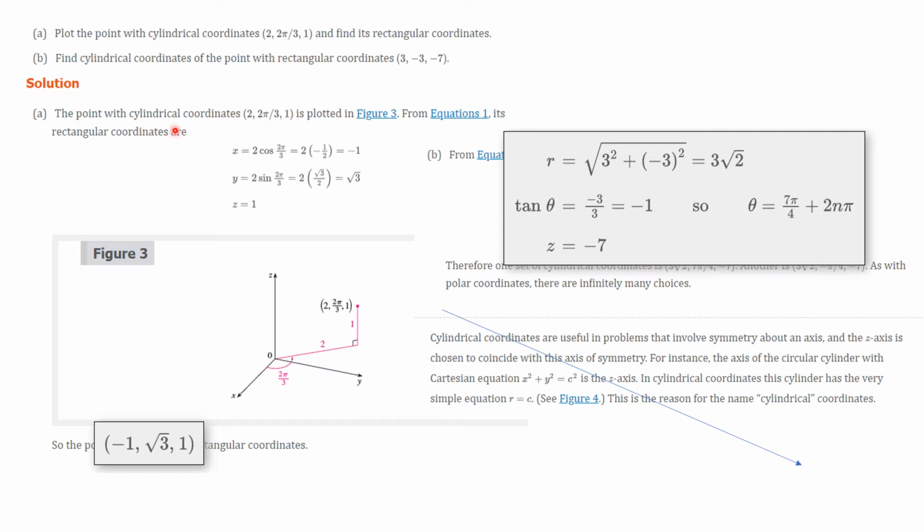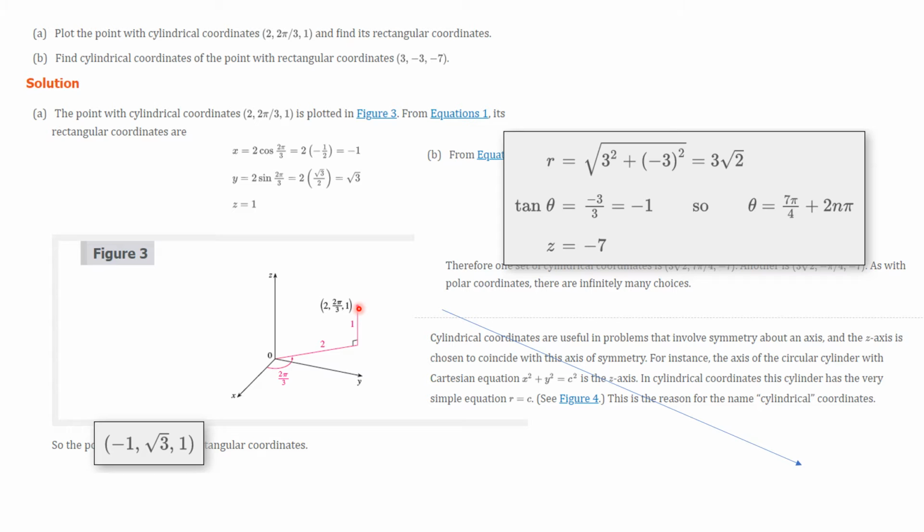All right, so to plot this point, you realize that you're going out 2 in the radial direction, and you're going from the positive x-axis, going what I'm going to call counterclockwise, 2 pi over 3. So that's what you have, and then you go up 1. So that's where the point is, and we used cylindrical coordinates to plot it.